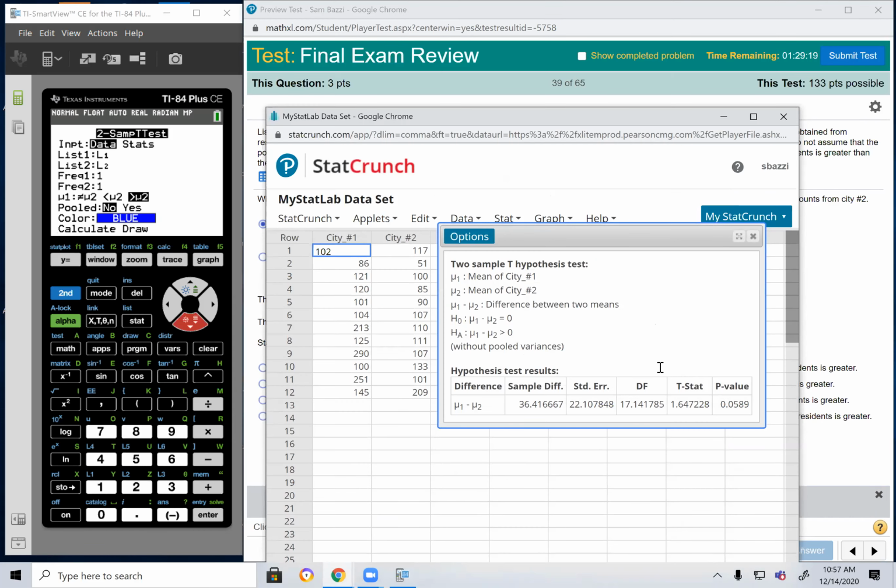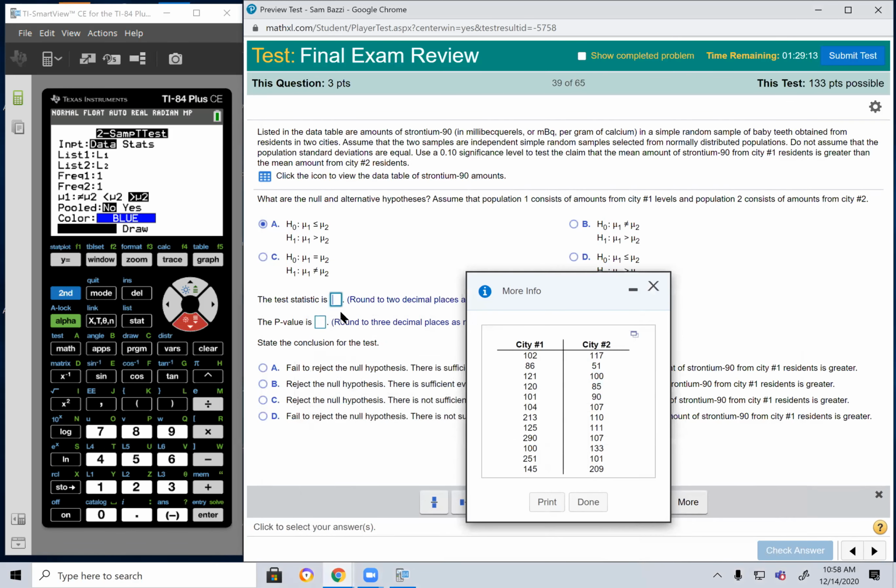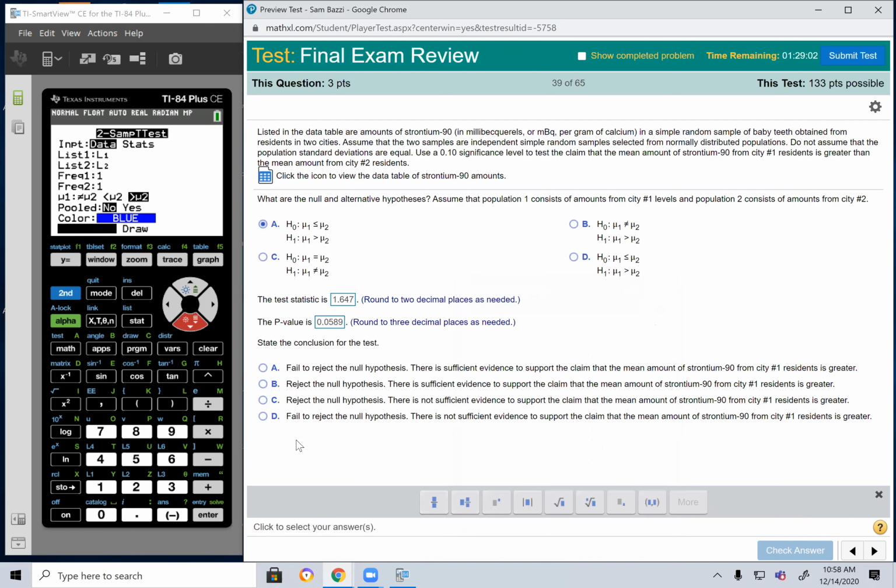What was it? 1.647. And the p-value was 0.0589. And what's alpha here? 10%. This is less than 10%, so we reject the null hypothesis. And we reject, so it's going to be B or C. And the claim is greater than, so we're going to support the claim. So which one has, yeah, this one. There is sufficient evidence to support the claim.